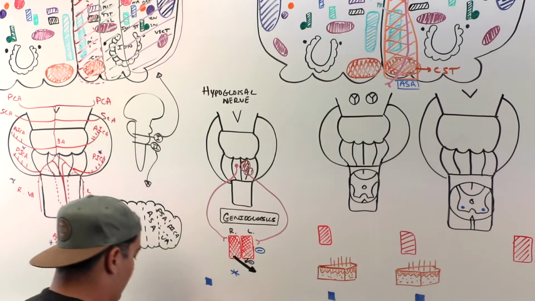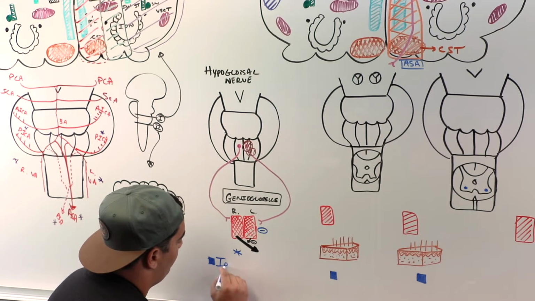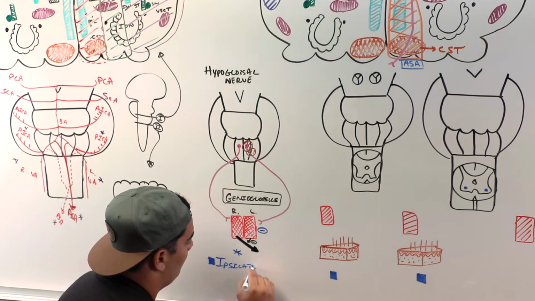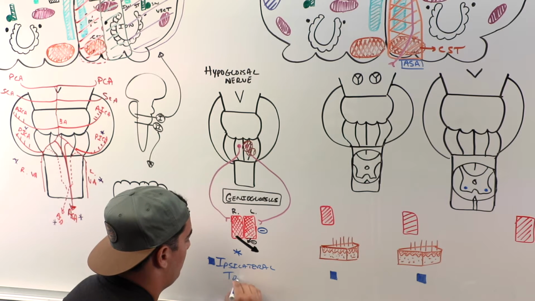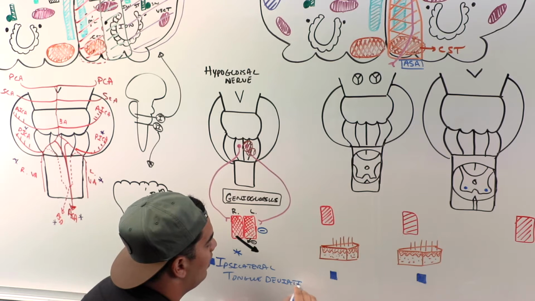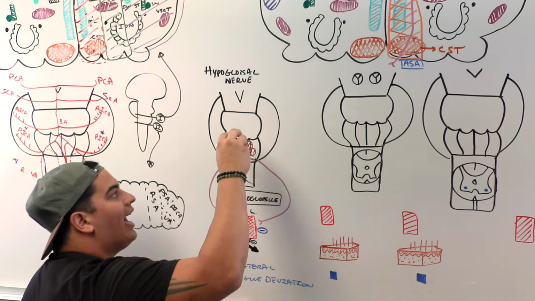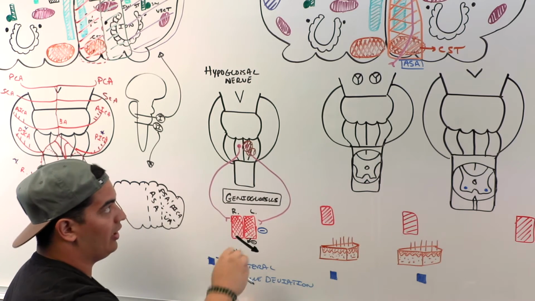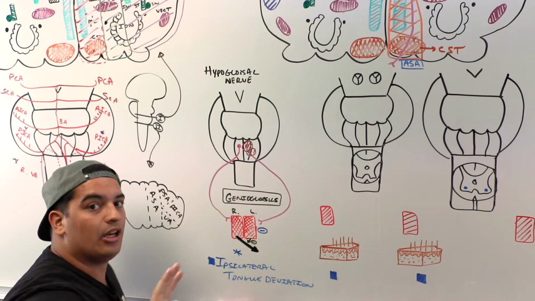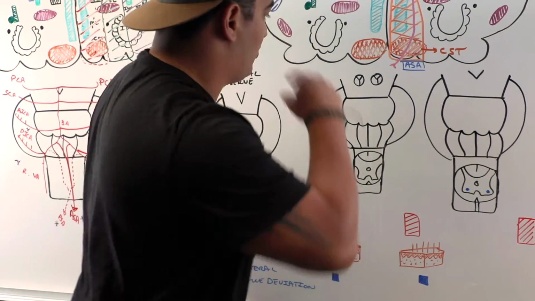Let's write that down. So beautiful when things make sense, right? So ipsilateral tongue deviation. Okay, so that would be indicative of more of a lower motor neuron, in this aspect, more of a hypoglossal nerve lesion. If it was upper motor neuron, it'd be a little bit different, okay? So that covers that. Let's move on to the next one.